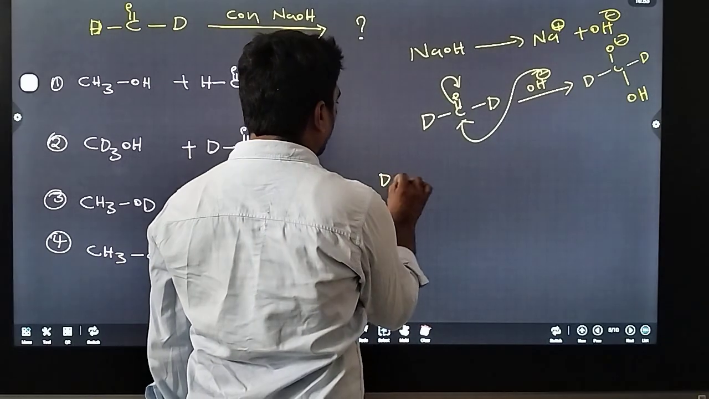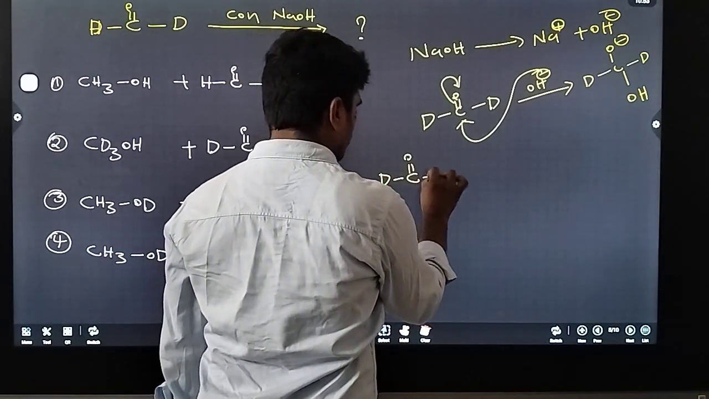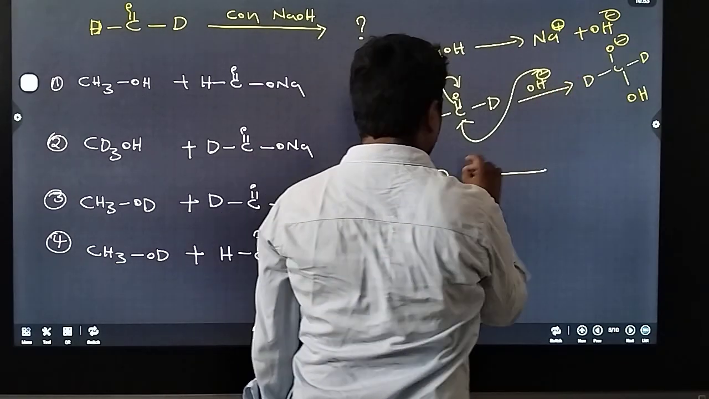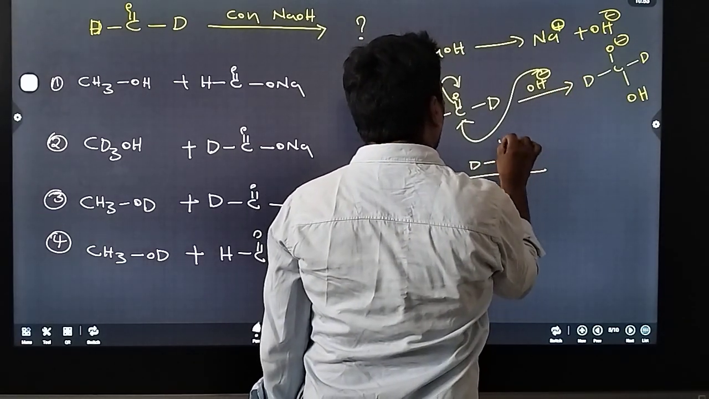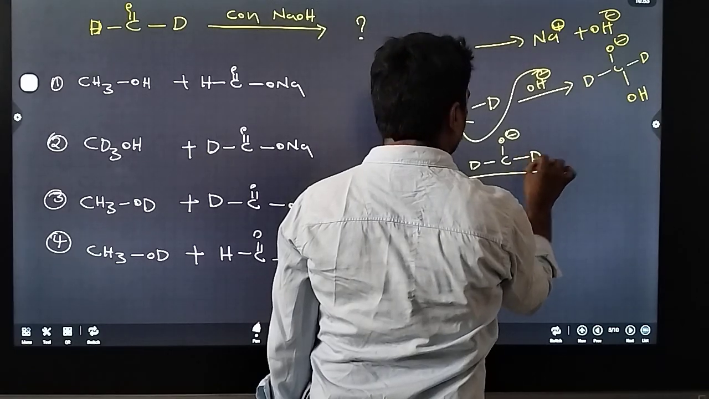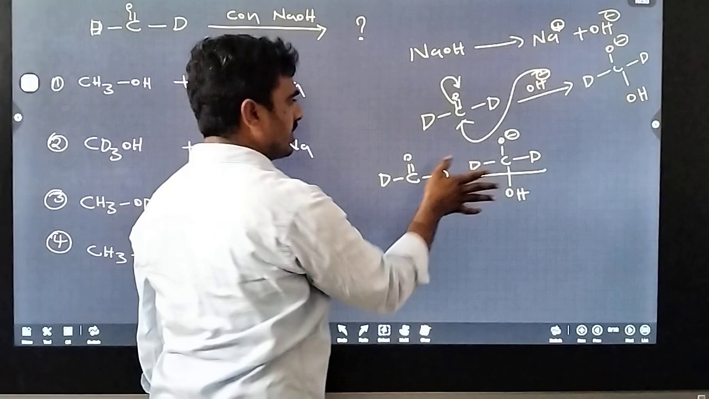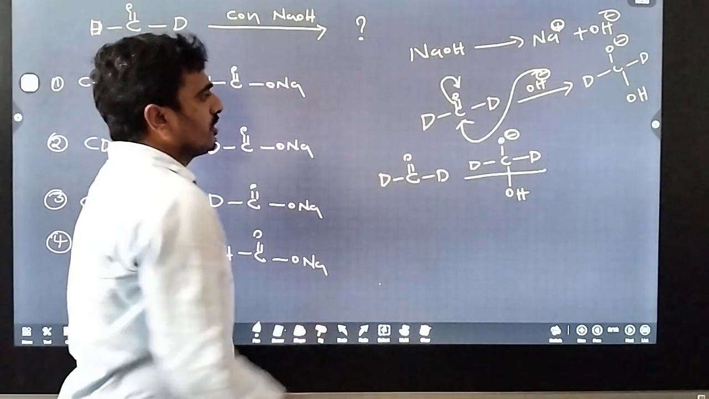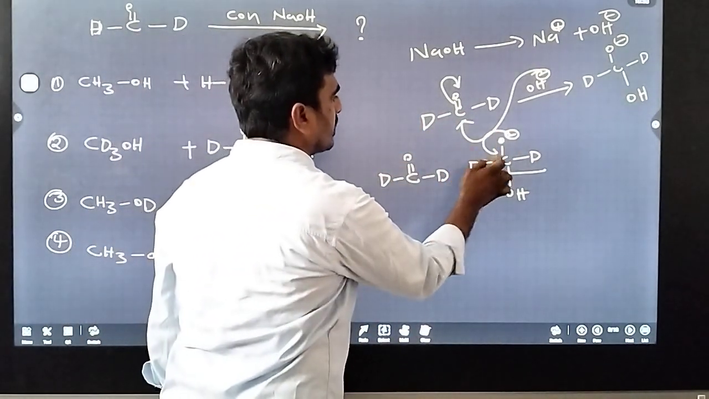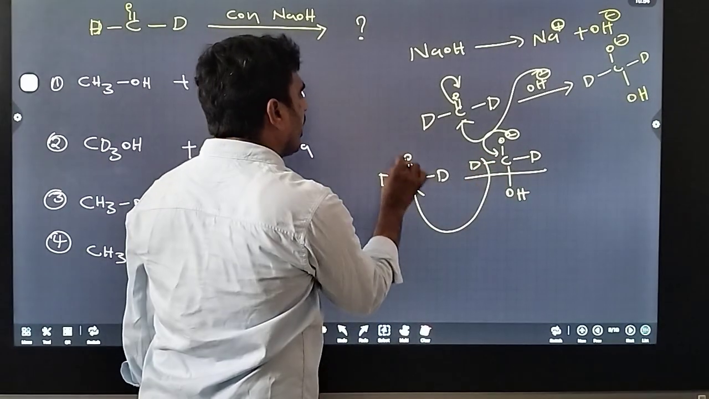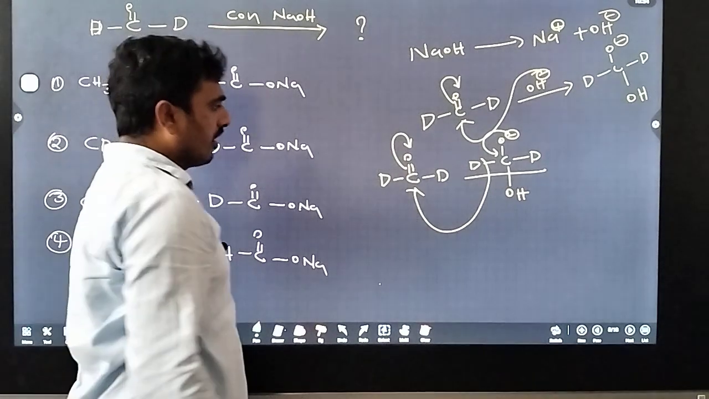I can write another mole of deuterated formaldehyde. So I can take this compound D, C, O minus and D, so OH. Here this is an unstable species, that's why this is a rearrangement. So again electron displacement towards here. So deuterium D minus attacks on here, electron displacement towards the oxygen.